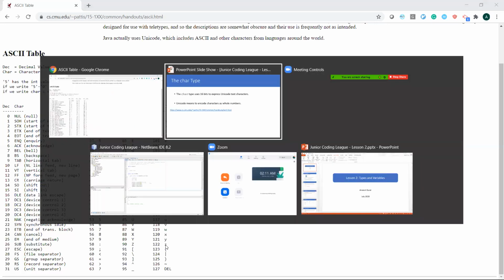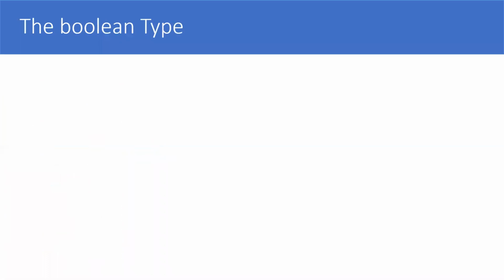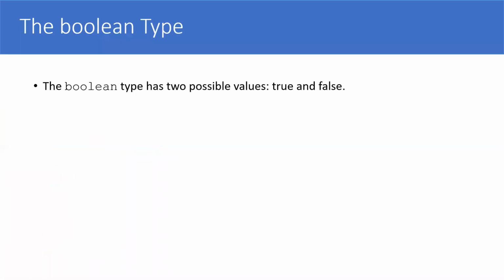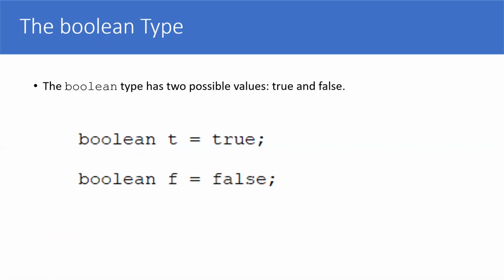So let's move on to the Boolean type. The Boolean type is very simple. It has only two possible values, true and false. As we can see here, we have two variables. One is called T, one is called F. We set T, which has a Boolean type, equal to true, and we have a Boolean F, and we set it equal to false.